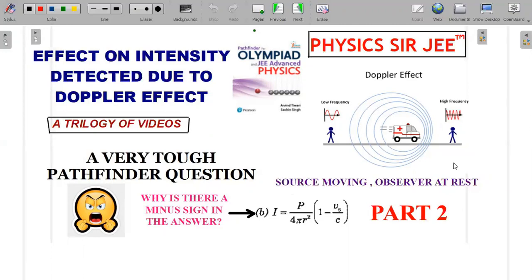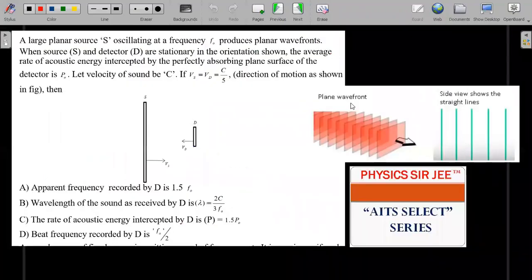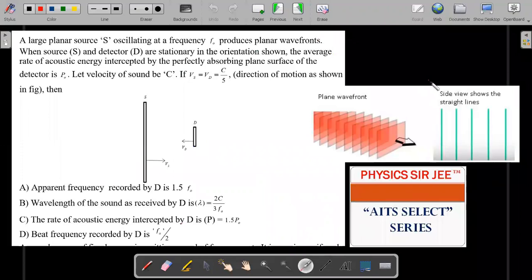For those who have watched that, this would be a cakewalk, but the small difference you would see is because of the shape of wavefronts being planar. So here's the question. The kind of wavefront diagrams that examiners use, I have illustrated on the right just for your perusal.